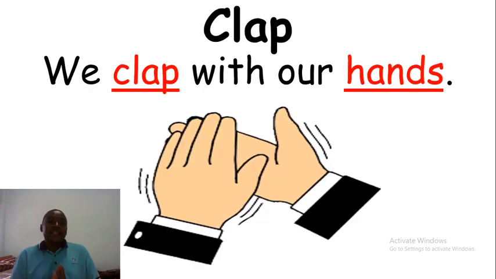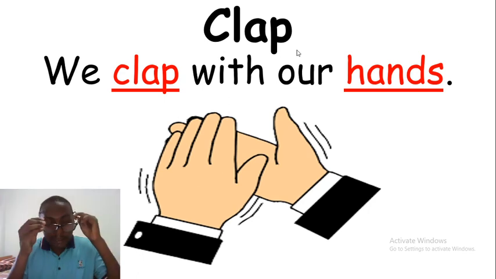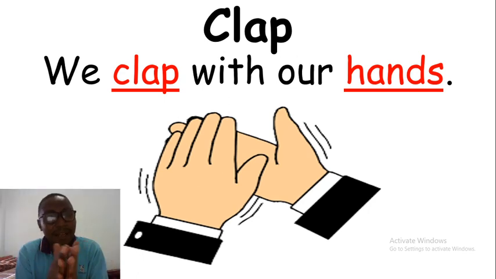Now, the second use of our body parts is clap. Everyone, clap. Clap once, clap twice, clap 3 times. Now we clap with our hands. How do we spell clap? C-L-A-P. Clap. So our hands help us to clap.